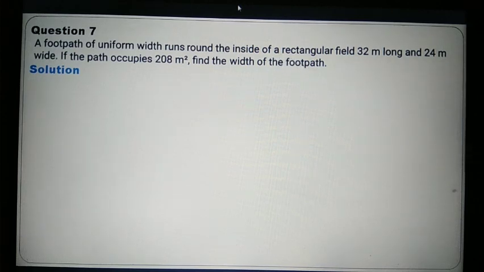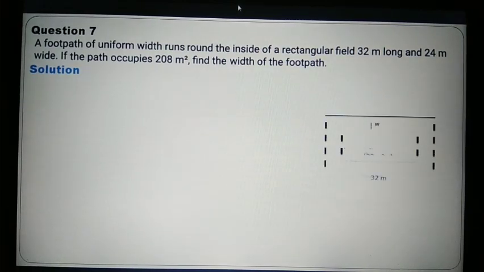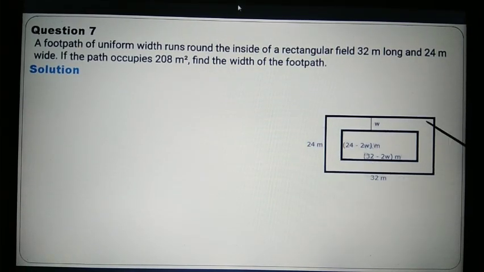uniform. Let's understand this using this diagram. So this is my rectangular field, and this one gives me the uniform width path.